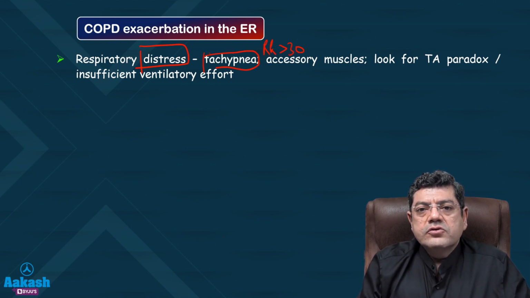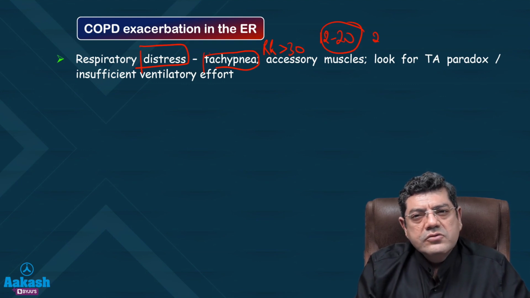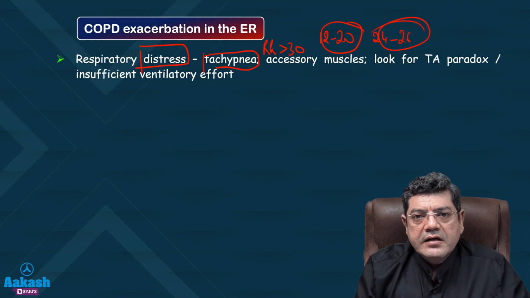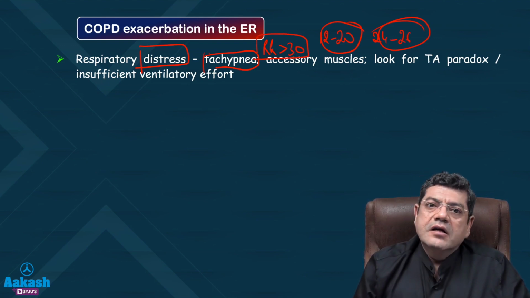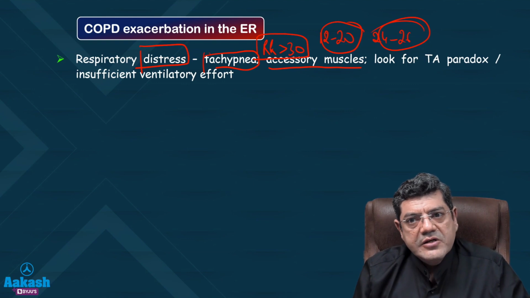They are used to, so while normal respiratory rate is 12 to 20, right? These patients with COPD are used to a respiratory rate of 24 to 26. A respiratory rate of more than 30 in this patient means that this patient is experiencing respiratory distress. You will see that the accessory muscles are being used.